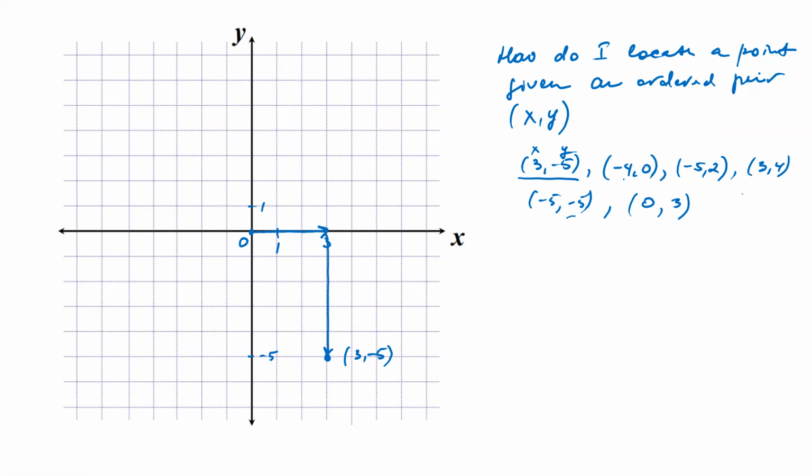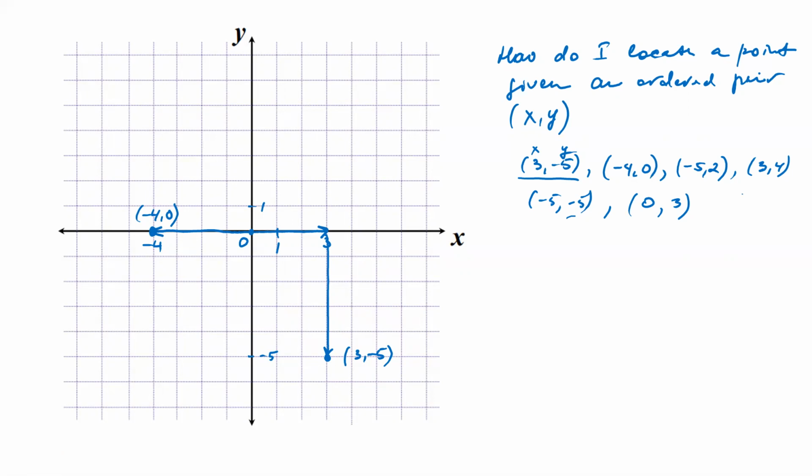Let's go to the next one, (-4, 0). First, I have to move 4 units to the left in my horizontal direction. So this is -4. And then the y coordinate of that point is 0. So I don't go up or down. I'm going to stay here on the x-axis. Remember, we just said all points on the x-axis have y coordinate equal to 0. So that's another example of that.